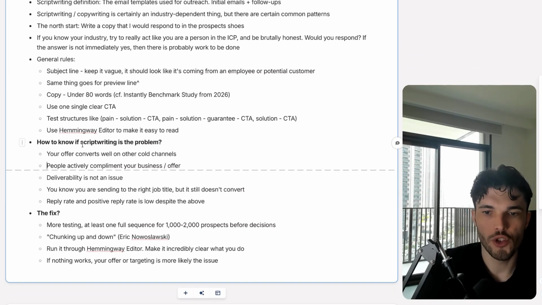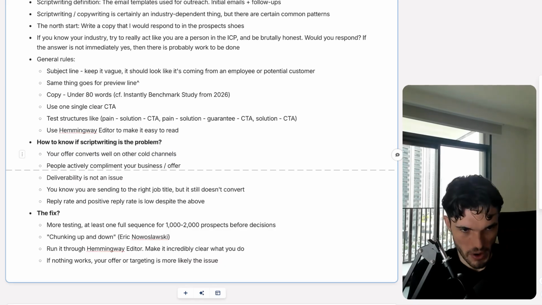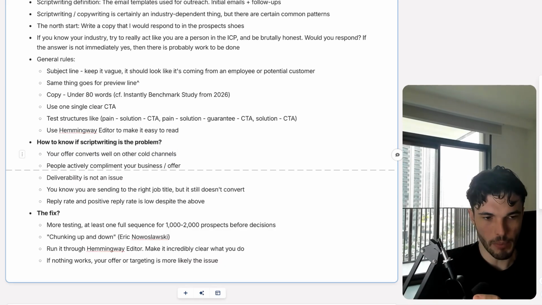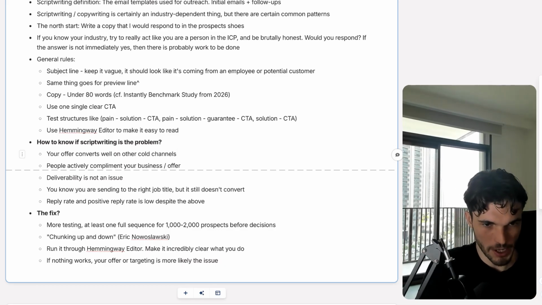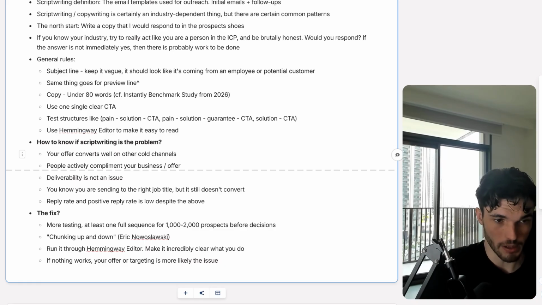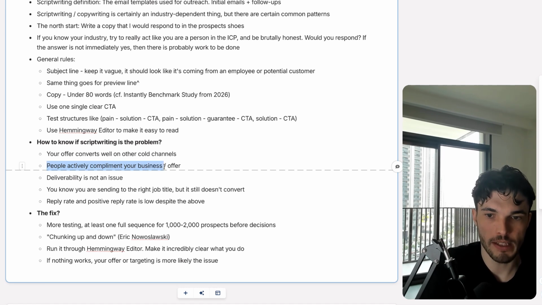So, how do you know if script writing is the main problem that you're facing? One great way to know this is if your offer converts well on other cold channels, right? Because if your offer is already converting well and you're mentioning the offer, let's say in your ads and your emails, but your email's not performing, then probably it could also be a targeting issue. But one issue here could definitely be the script writing, assuming your data lists are already of high quality.